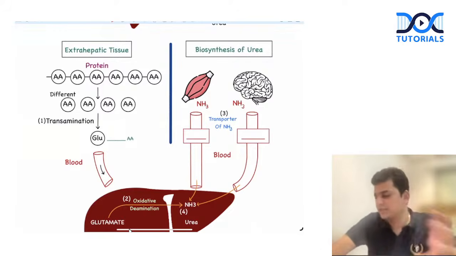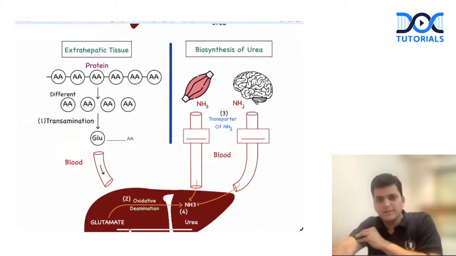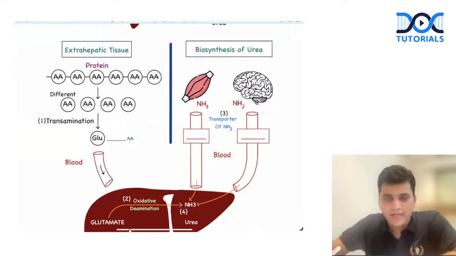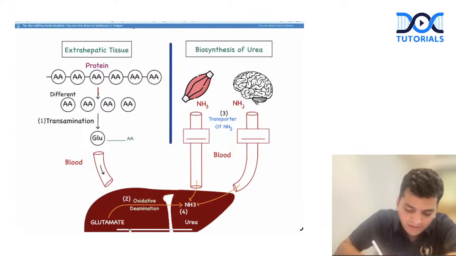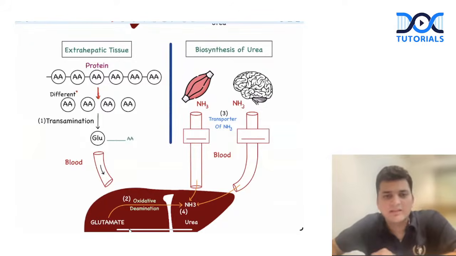Let's consider one. For example, in my bicep, in my muscle, there is one protein, and it is made up of different amino acids. If I break this protein in the extrahepatic tissue, I will get different amino acids: glycine, valine, cysteine, glutamine, like this. If I break them further, I will make ammonia. But I don't want this ammonia in the muscle.